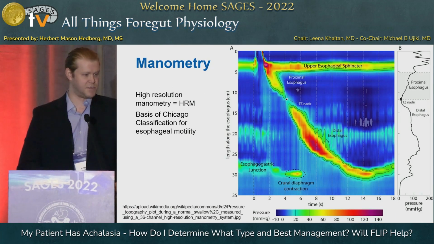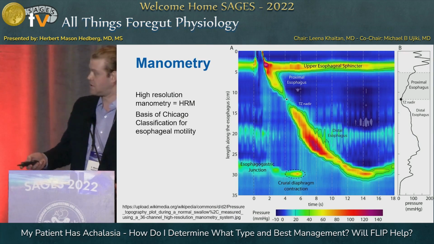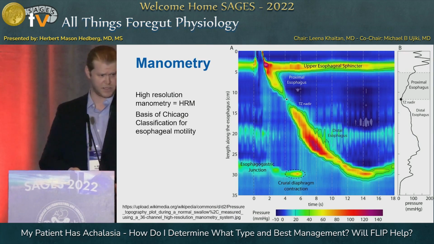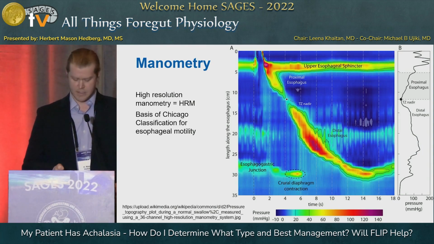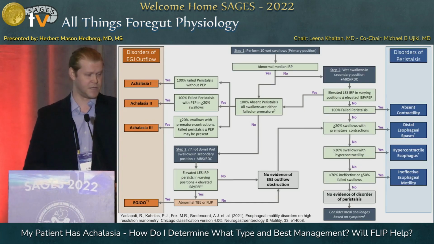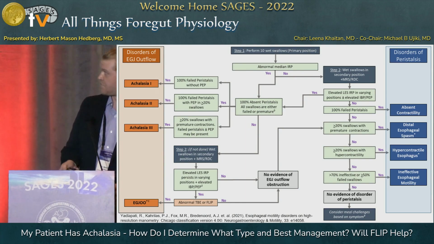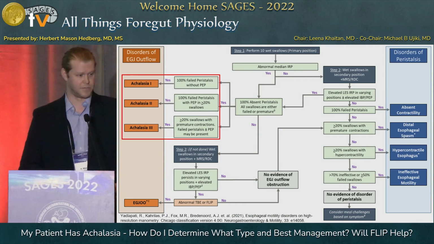So this is a nice image of a normal swallow. We've covered this already, but just to review, the LES relaxes, there's normal propagation of the peristaltic wave, and this is our basis for the Chicago classification. So really the big divider is the function of the LES as measured by integrated relaxation pressure. If that's too high, you move over to our disorders of EGJ outflow and our 3 types of achalasia here.